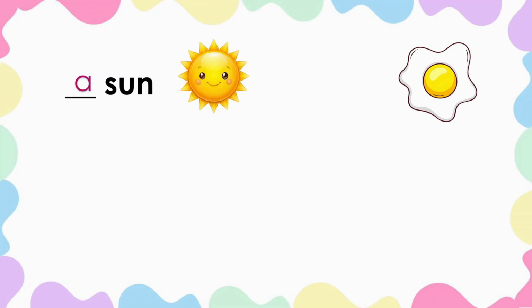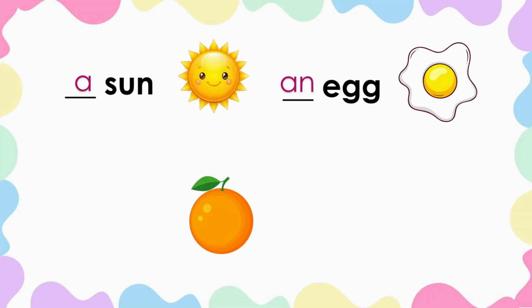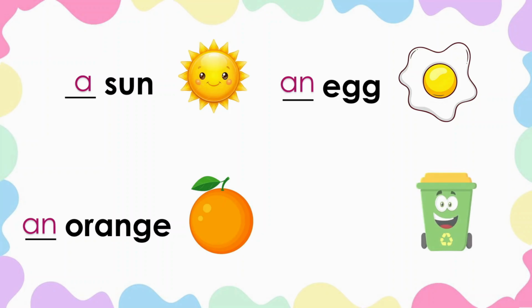Next we have egg, E-double-G, egg. Egg starts with letter E and E is a vowel. So we will use an egg. Next we have orange, O-R-A-N-G-E, orange. Orange starts with letter O and O is a vowel. So we will use an orange.